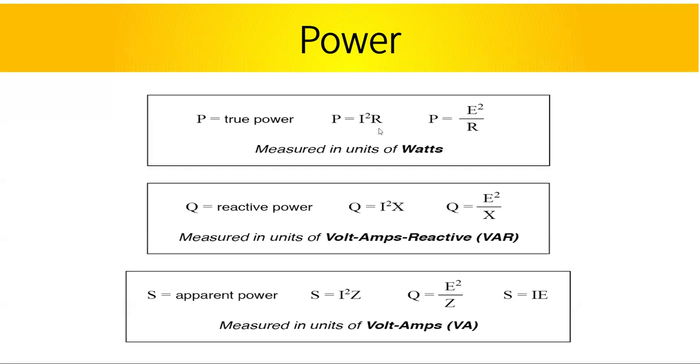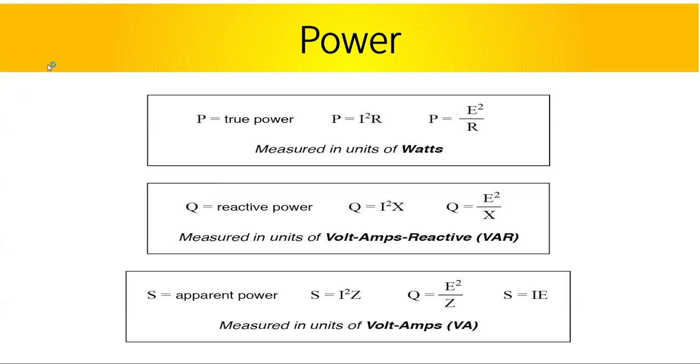True power, like I said, is I squared R, or Watt's law, or E squared over R. Reactive power is, and I'm not sure why they use Q here, confusing. It's going to be I squared times X, or reactance, or E squared over X. And that's going to give you volt amps reactive. A lot of times I just shorten it to VA, or volt amps. You'll see the name tag on a lot of stuff, and it'll say some number VA, because it's not purely resistive.